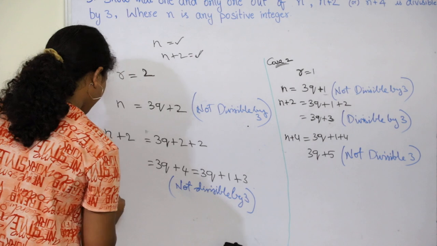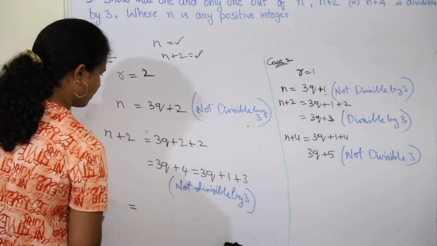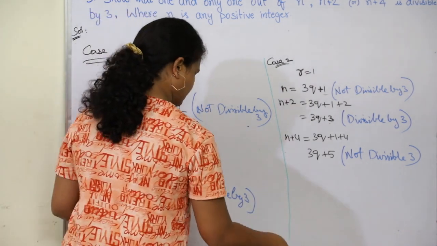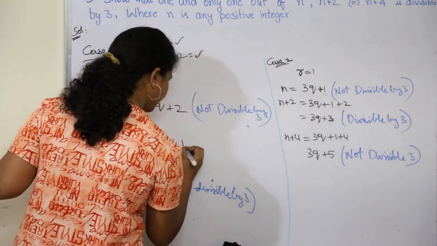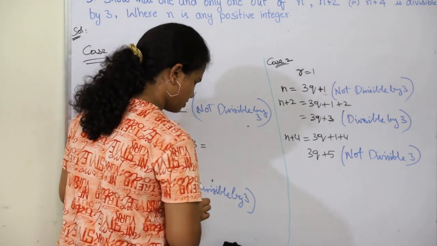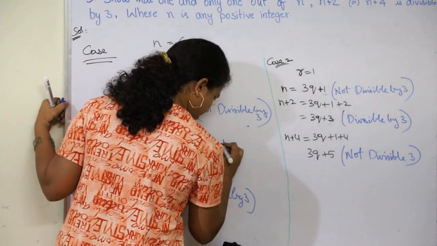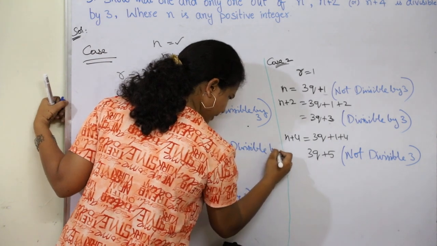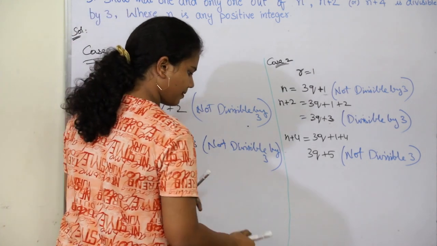Now let's go for the next one. Let me write it down, as we know, n + 3 by 1 + 3. So this is not divisible by 3.